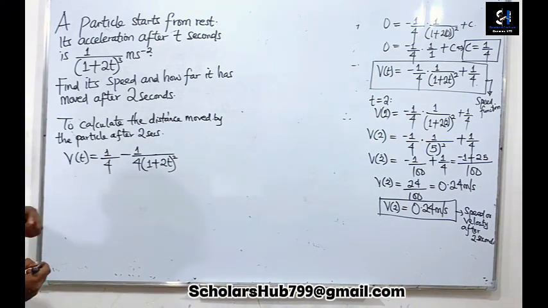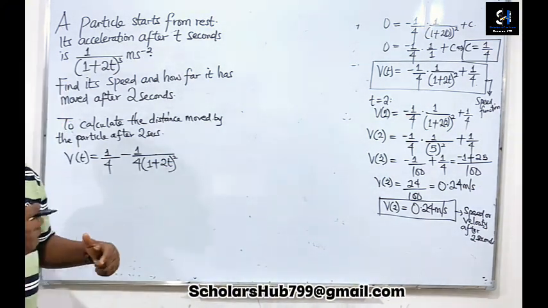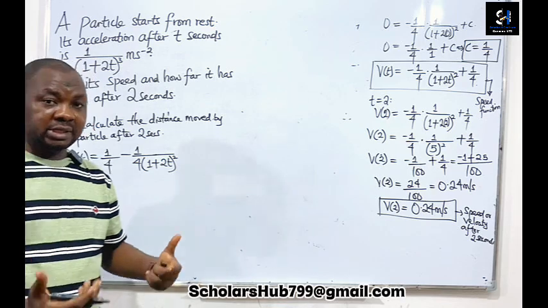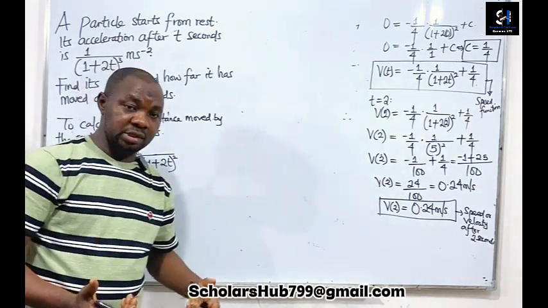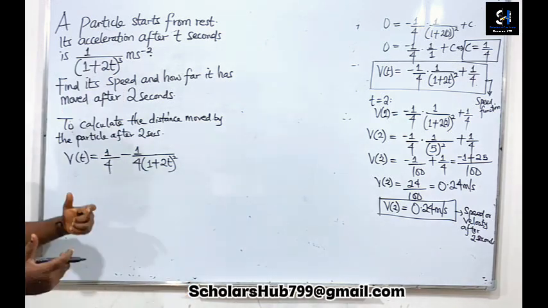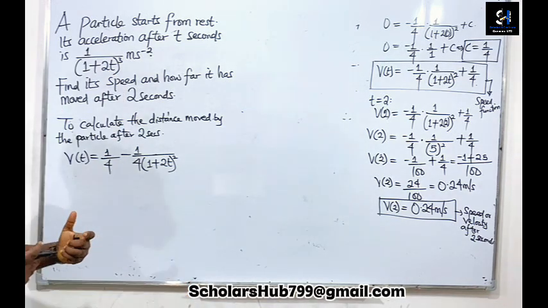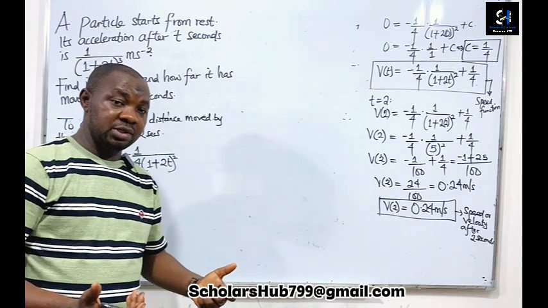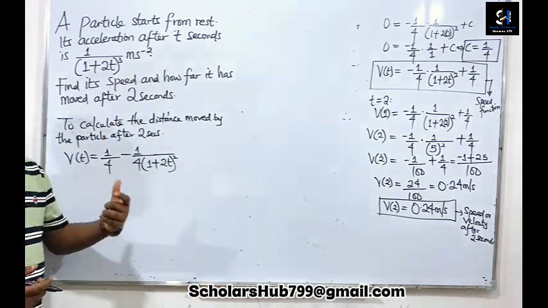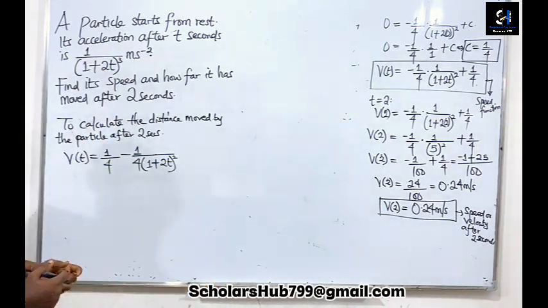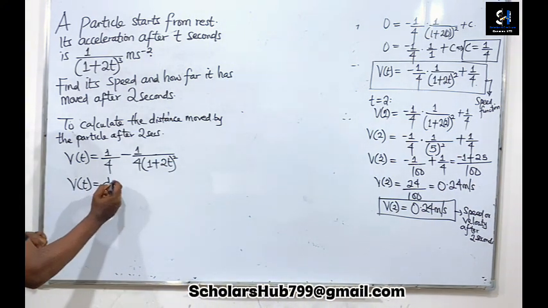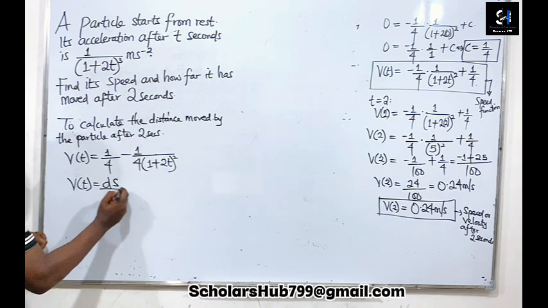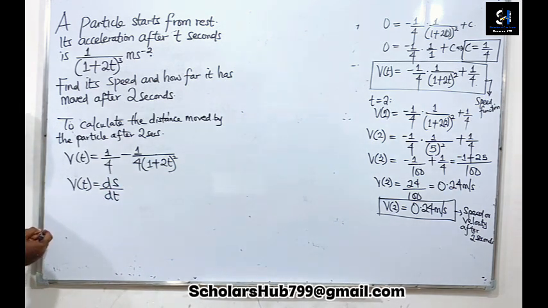Now speed is the rate of change of distance, because speed is a scalar quantity. But let's say it is velocity, then it will be the rate of change of displacement, and that will be the first derivative of displacement with respect to time. So in this case, velocity and speed will be equal to the first derivative of distance with respect to time.